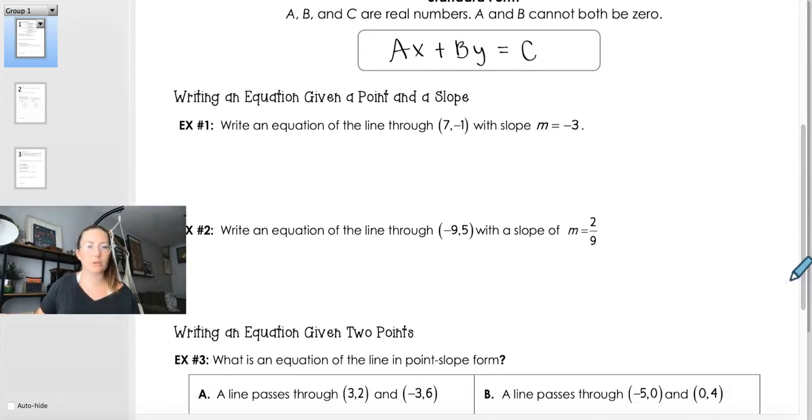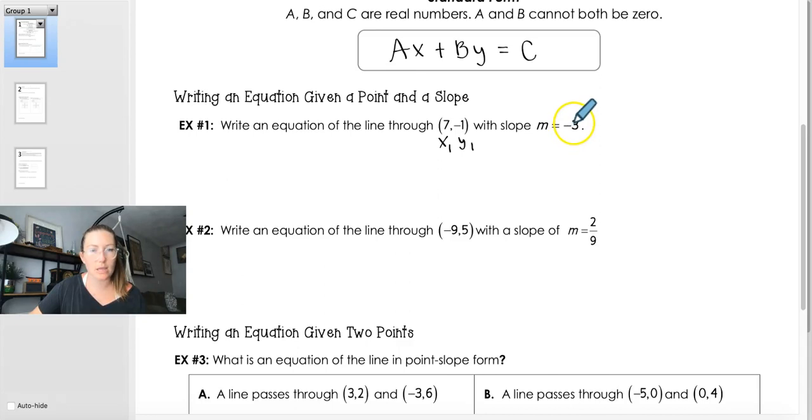All right, so notice what the directions say. It says, writing an equation given a point and a slope. So our easiest one given a point and a slope is point-slope form. So we're going to go ahead and use point-slope. So our point is 7, -1. I love to label things so I don't ever get confused and I know what's supposed to go where. So I'm going to call this my x1 and this is my y1. And then my slope is -3.